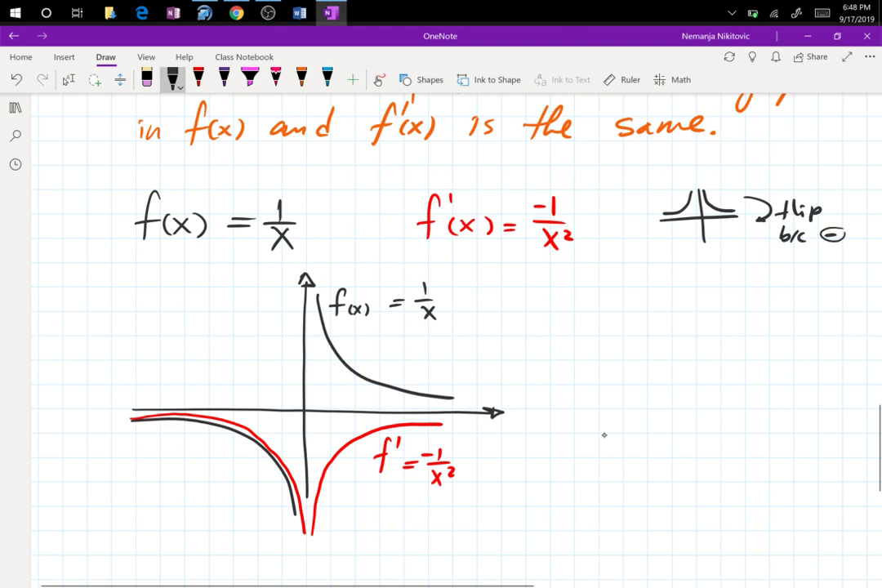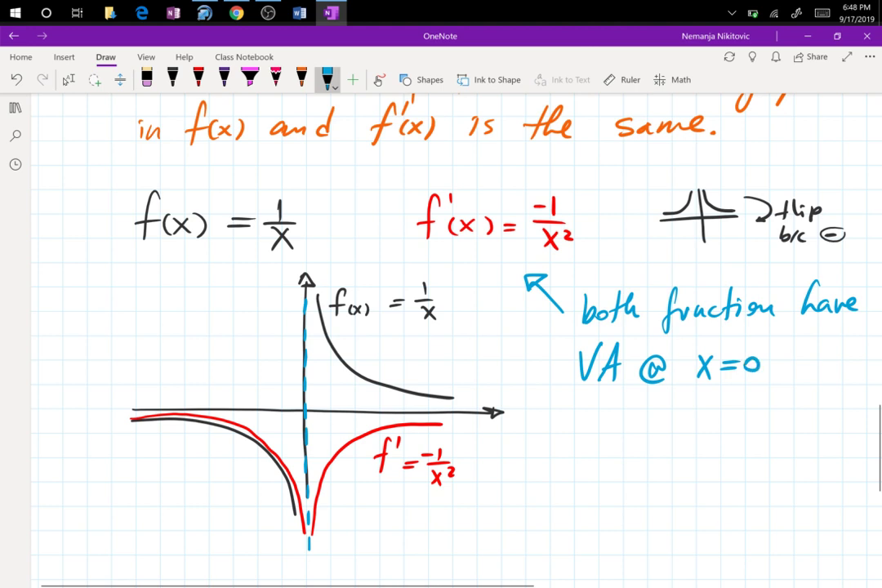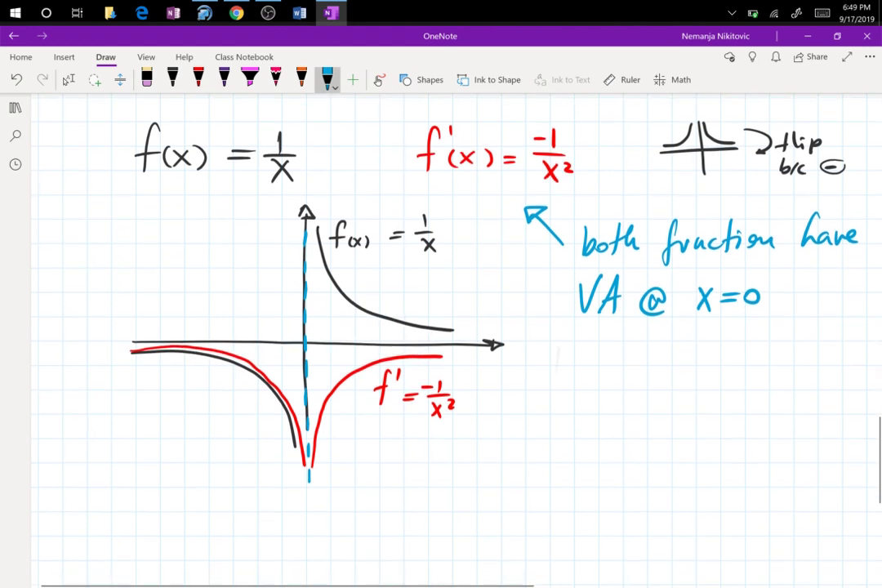The concept that we are learning right now is that both of these functions, 1 over x and 1 over x squared, both of them have the vertical asymptote at x equals 0. So both functions have VA at x equals 0, which is why I said that the location is the same. So does this make sense?